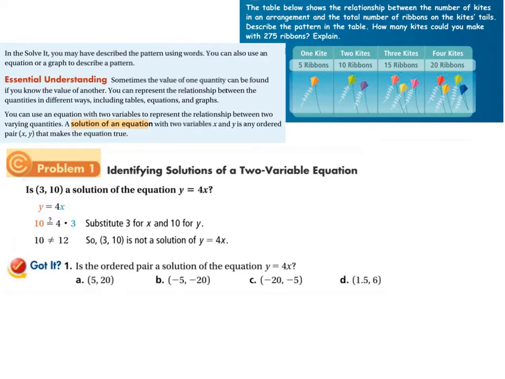Your got it problem is to test out these ordered pairs by plugging this in for x and this in for y and seeing if you get true statements, and do it for each one. Good luck.